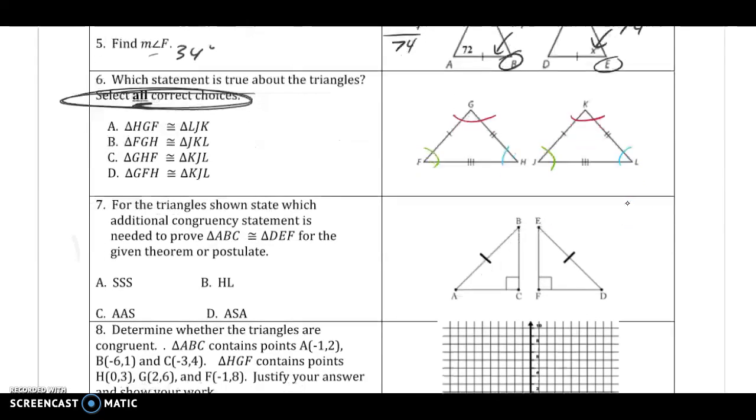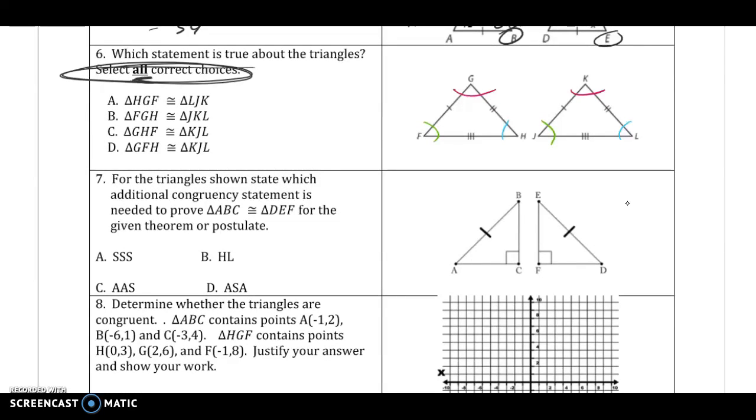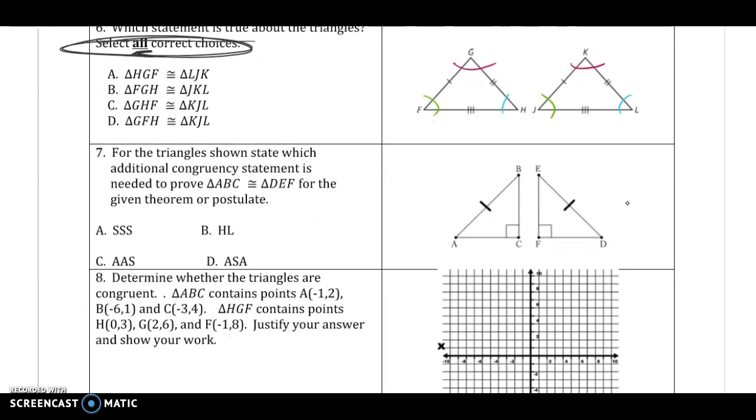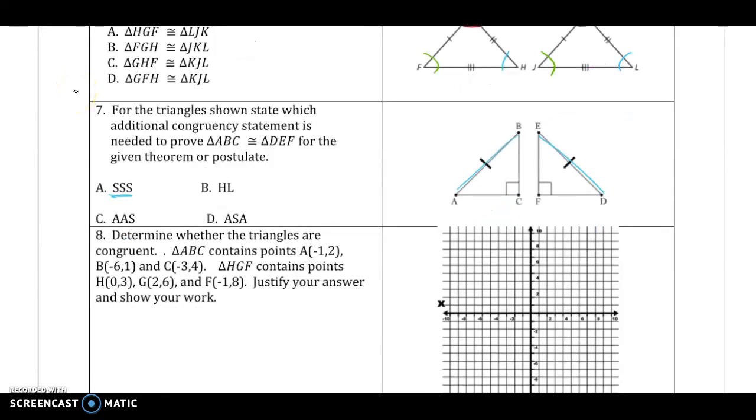Better. Number 7. For the triangle shown, state what additional congruency statement is needed to prove that they are congruent for each given postulate. So, this is not a multiple choice question. We have 4 questions in one. So, for example, A state what's needed to prove by side, side, side. I know this, so I also need to know. So, since these 2 are the same, we need that AC is congruent to FD, and BC congruent to EF. So that's what's needed for part A.